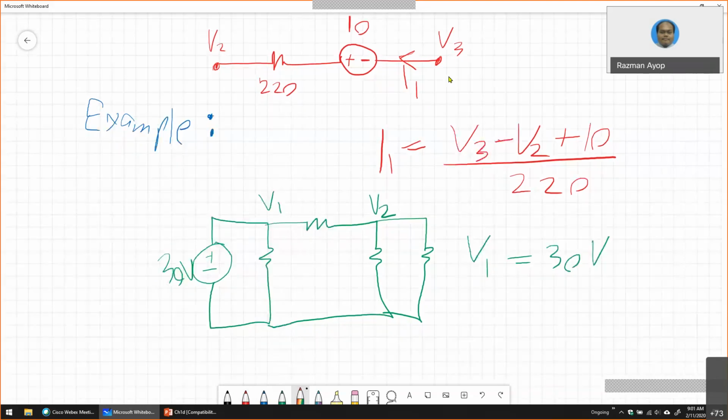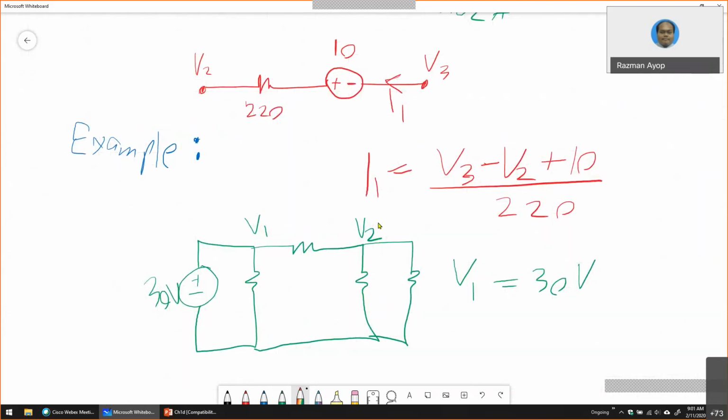So if you look here, start with V2, and then start with V3 and end at V2. So V3 minus V2, start, end, and don't forget the minus. Then also for the voltage source, because it goes into negative, it will become positive. So divide by 220. You have to know how to use this.